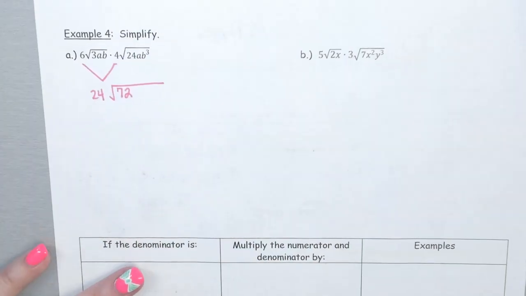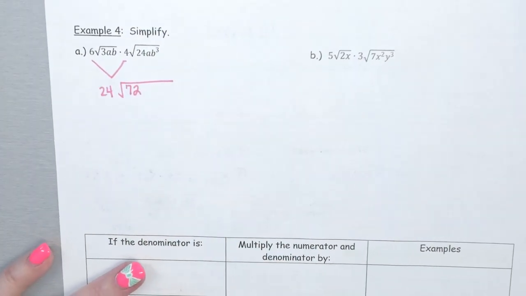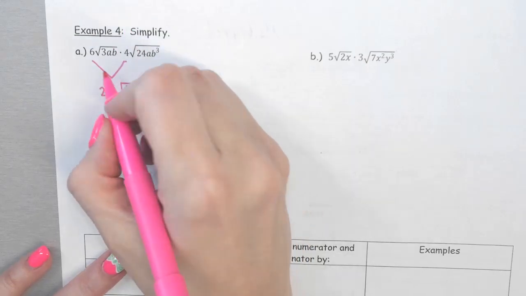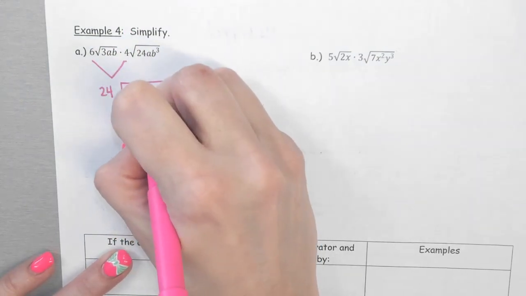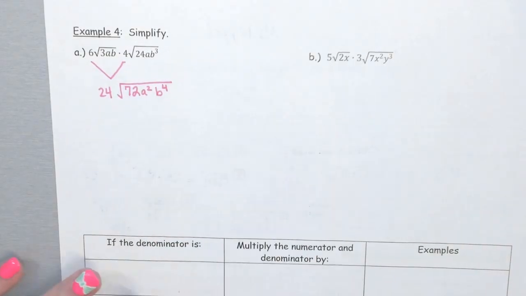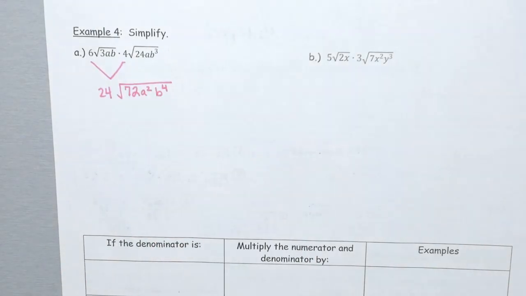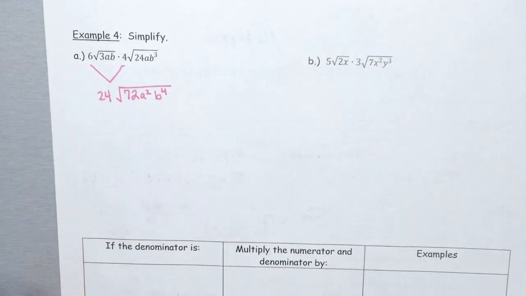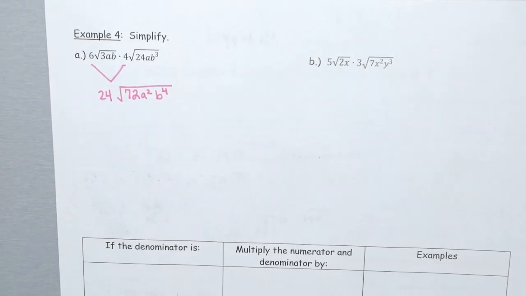You just want to leave it as 3 times 24 and use that in your factor tree, you could do that too. And then a times a is a squared, b times b cubed is b to the 4th. And then this is a problem just like we've done before. So why don't you go ahead and just simplify what's underneath the radical, and then we'll check it together, okay?